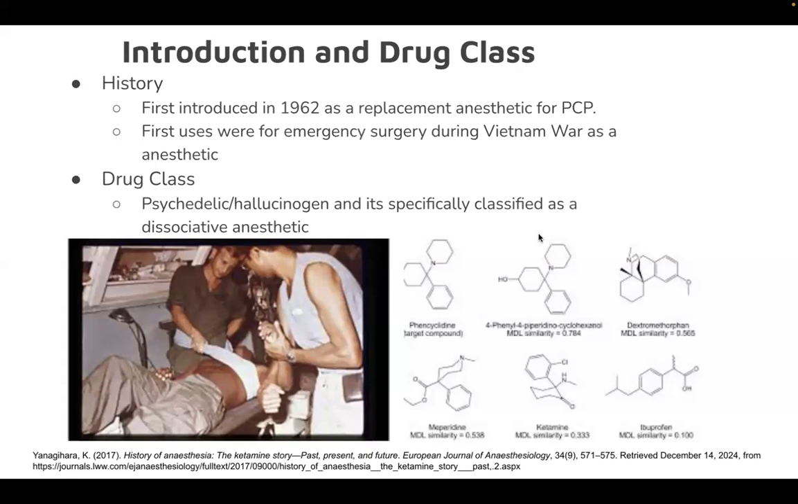The introduction and drug class, the history. It was first introduced in 1962 as a replacement anesthetic for PCP. It was first synthesized in Detroit, Michigan, and its first uses were for emergency surgery during the Vietnam War as an anesthetic. And for the drug class, it's a psychedelic slash hallucinogen, and it's specifically classified as a dissociative anesthetic. And then here is the molecule structure for it right here, along with some other drugs as well.